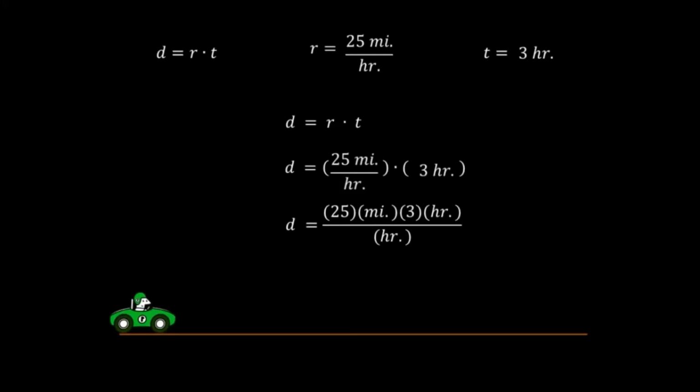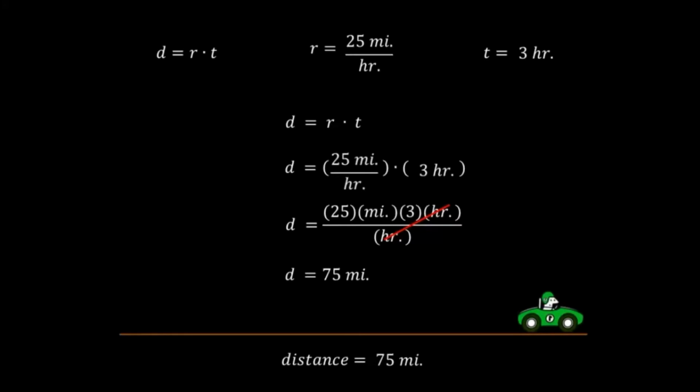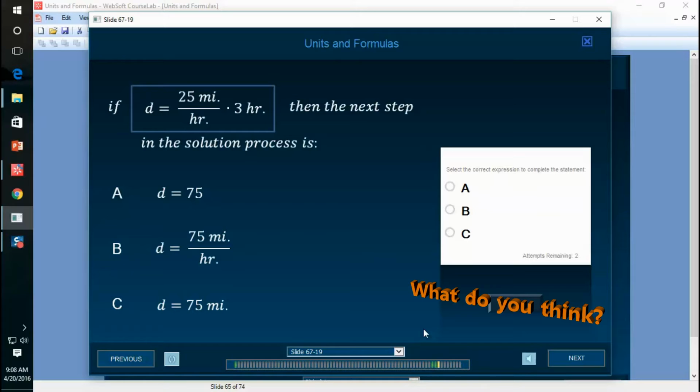So the result of this calculation is, when we cancel our hours, the 3 times the 25 multiplied to be 75, and we still have our mile unit. Our distance in this problem that the object traveled at the rate of 25 miles per hour is 75 miles. If we are at this step in the solution, then the next step in the solution process is which of the following? Very nice. Our final answer is C, distance equals 75 miles.